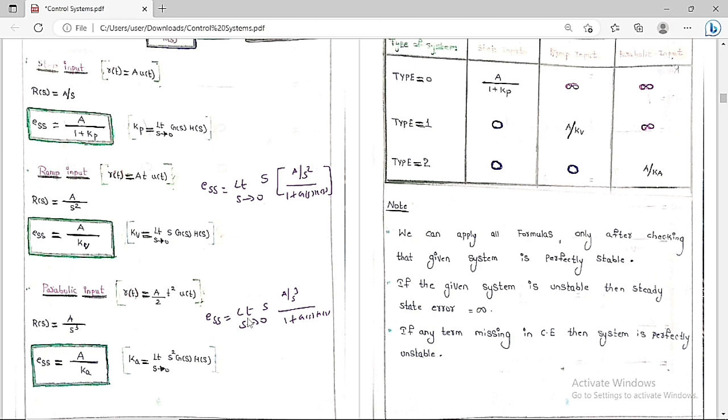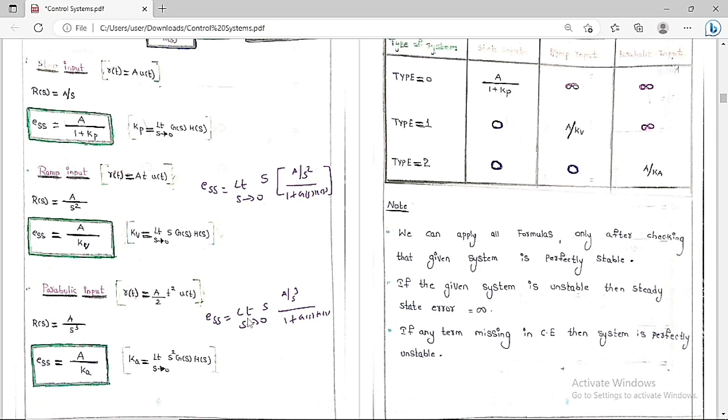If you substitute s tends to 0, then if this part is 0, here you are going to get s square into G of s H of s. So this part I am going to assume its value is equal to Ka. So Ka is equal to limit s tends to 0, s square into G of s H of s. So finally the steady state error is equal to A by Ka. So this is the formula you have to remember.